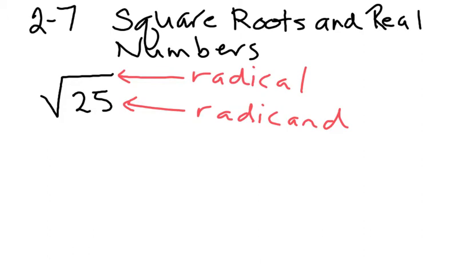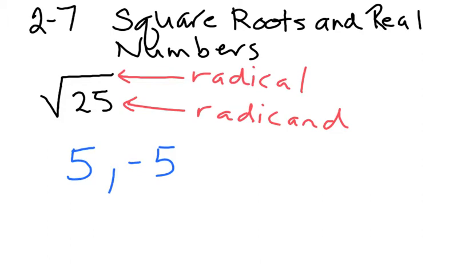Now, all numbers have two square roots. Okay? They have a principal or positive square root and a negative square root. So, the square root of 25 is positive 5 and negative 5. Sometimes it will ask you to give all the square roots or both square roots. Sometimes it will ask you to give the principal square root or the positive square root.